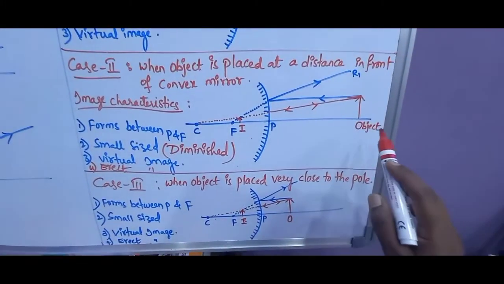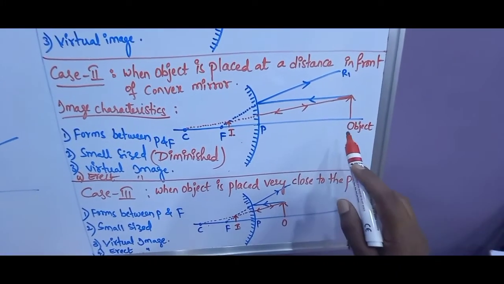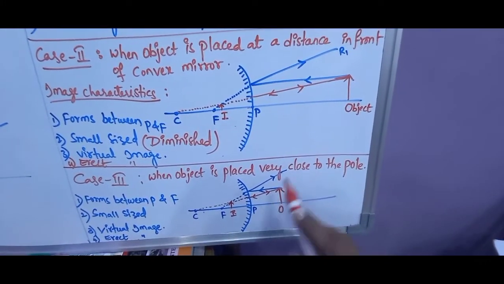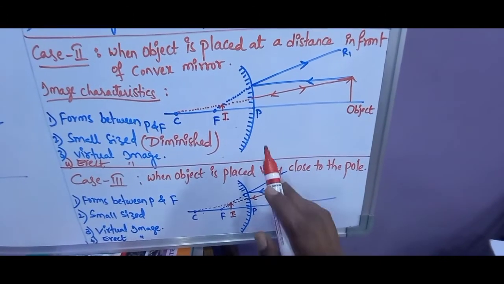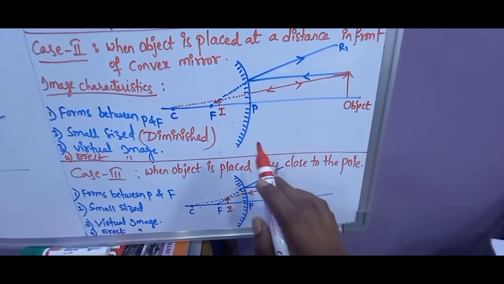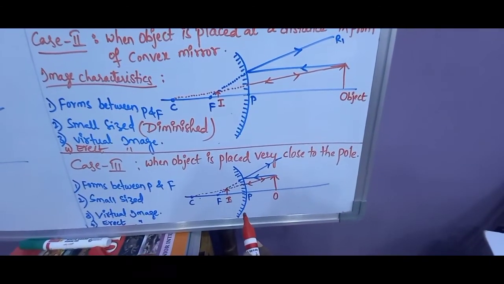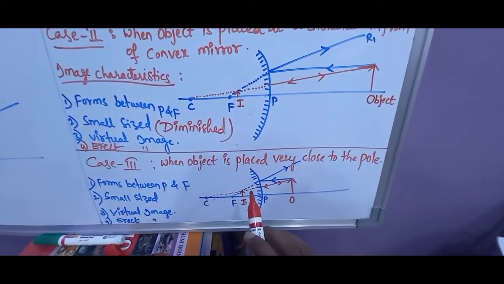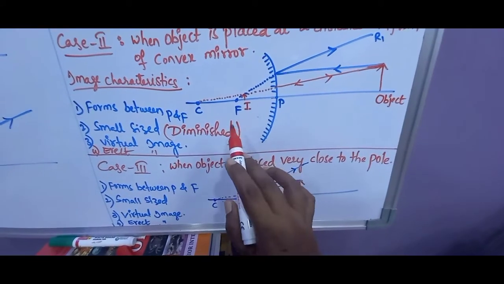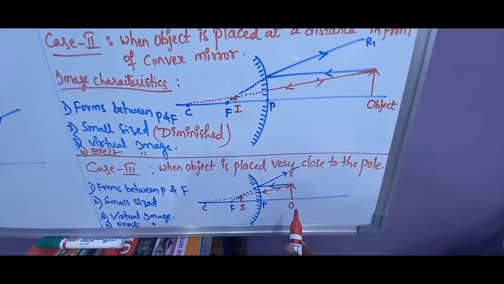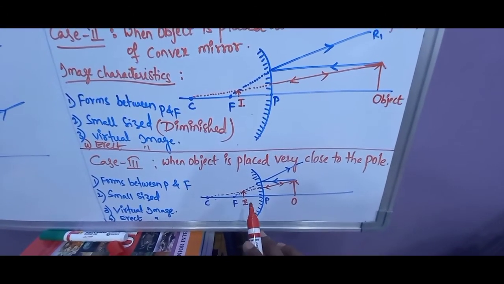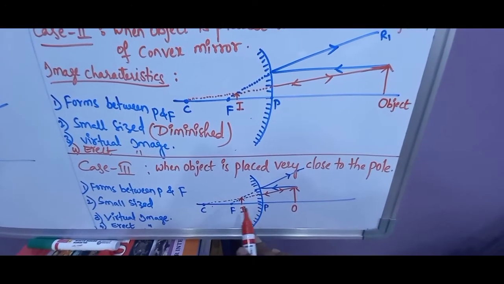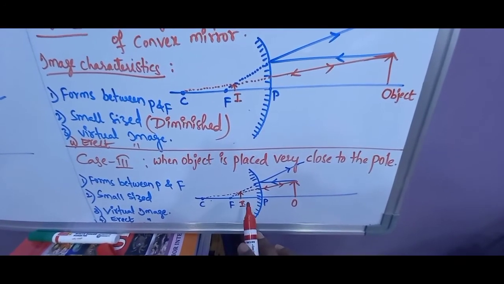If the object is brought nearer to the convex mirror, somewhat near, or close, whatever it may be, in front of the convex mirror, or very near to the pole, then in these cases, as the object is brought nearer to the convex mirror, we get the image in between the pole and the focal point. Still, if you bring it very close to the pole, again we get the image here only, in between P and F.